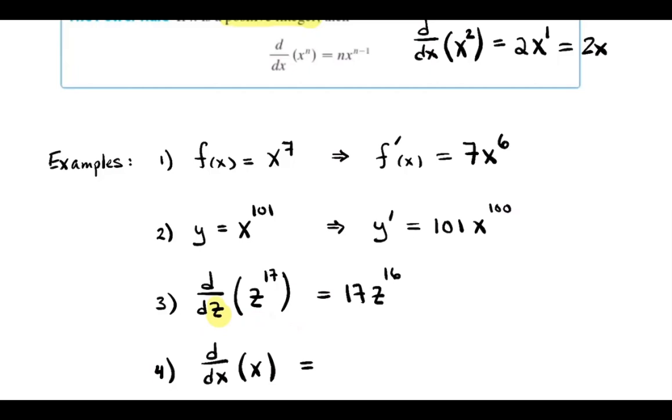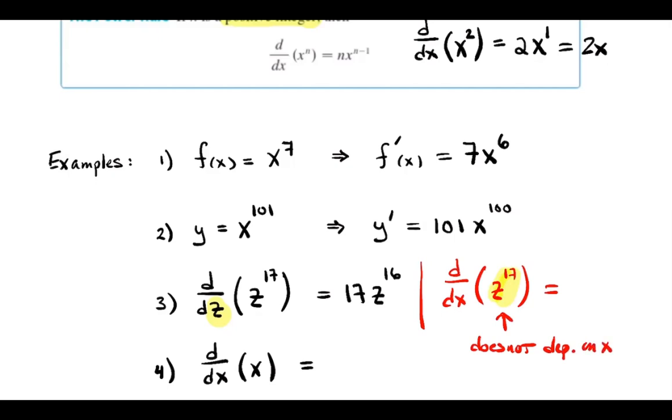So maybe I'll write this in cautionary red, but here's a good thing for you to think about. If somebody wrote, what's d by dx of z to the 17th? So I'm asking, how does z to the 17th change with respect to x? Well, there's no x's in here. This is a subtle concept. I think I would stop the video after I say this and think about it for a second. Ask me about it in an office hour. Z to the 17th is constant with respect to x. This thing does not depend on x.